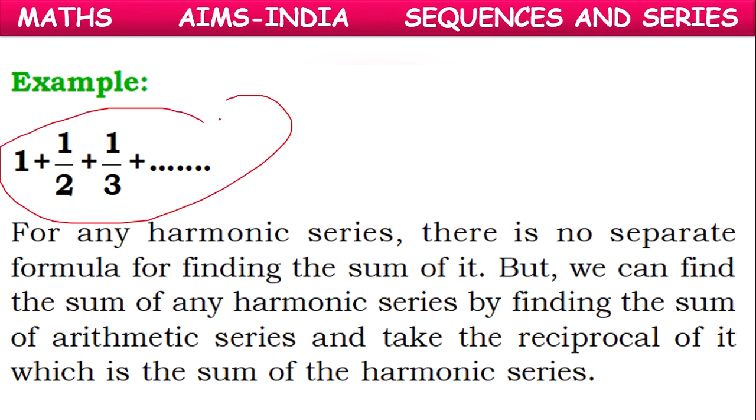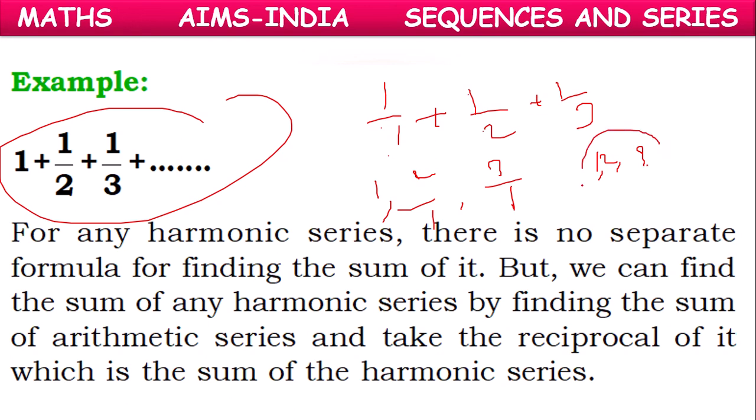Like this example: 1 by 1, plus 1 by 2, plus 1 by 3. If you take the reciprocals, the reciprocal of 1 by 1 is 1, of 1 by 2 is 2 by 1, and of 1 by 3 is 3 by 1, which is nothing but 1, 2, 3. This is an example of an arithmetic series, where each term can be obtained by adding 1 to the previous term.